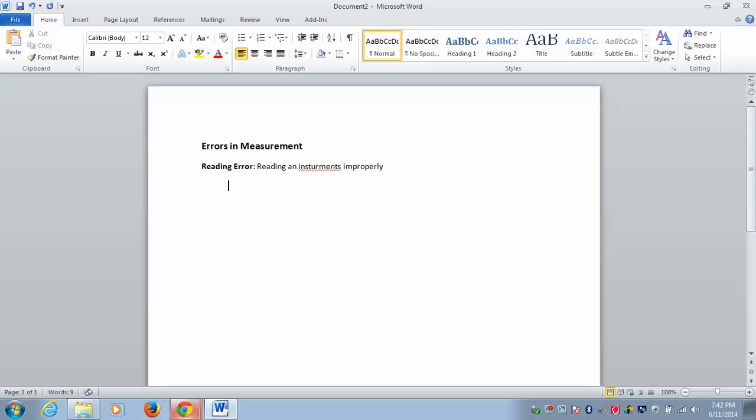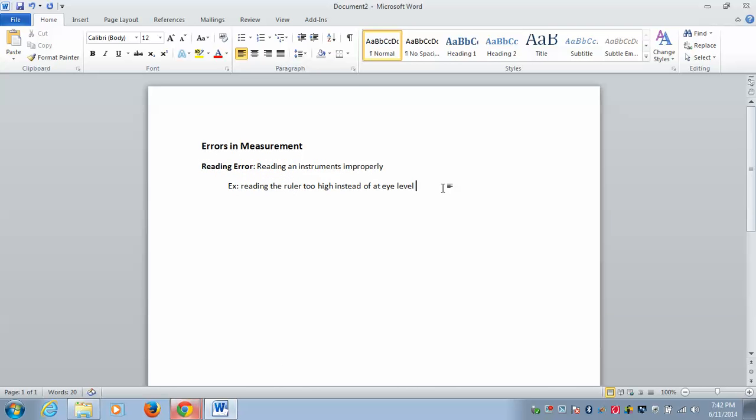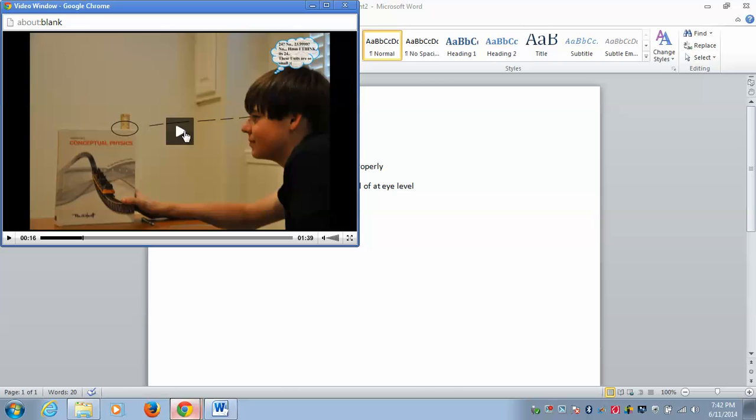And then I might also include an example, like maybe the example from the video was that he was reading the ruler too high instead of at eye level. Okay, so that would be the very first thing, right? So now I'm going to go back to my video and play it again.